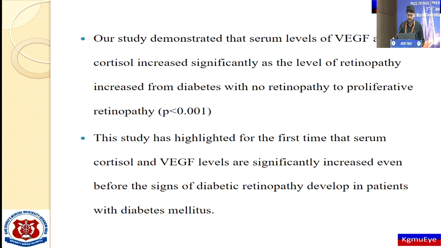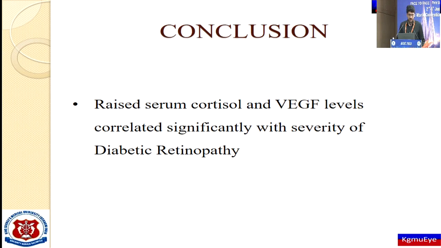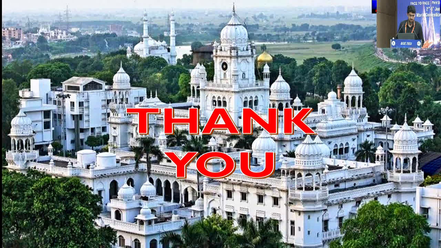Our study demonstrated that serum levels of VEGF and cortisol increased significantly as the level of retinopathy increased from diabetes with no retinopathy to proliferative retinopathy. This study has highlighted for the first time that serum cortisol and VEGF levels are significantly increased even before the signs of diabetic retinopathy develop in patients with diabetes mellitus. With this, I would like to conclude that raised serum cortisol and VEGF levels correlate significantly with severity of diabetic retinopathy. Thank you.